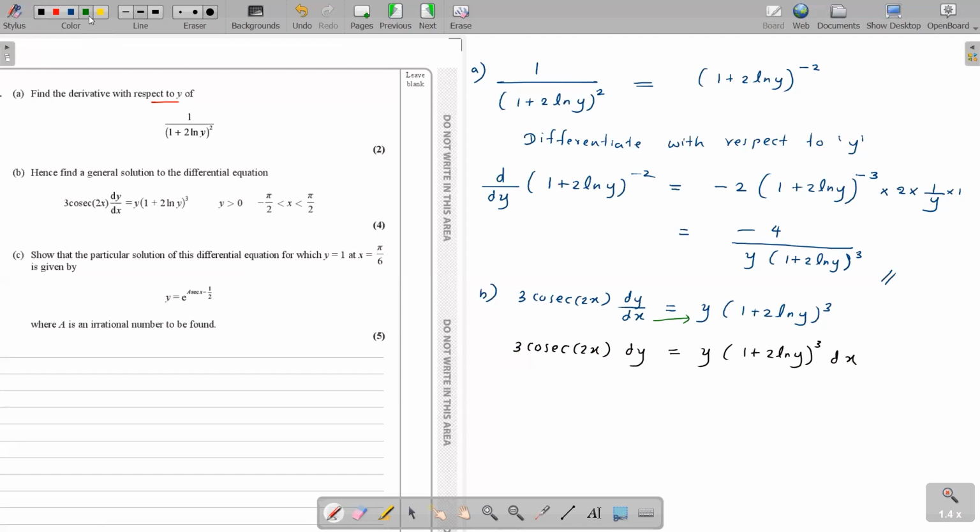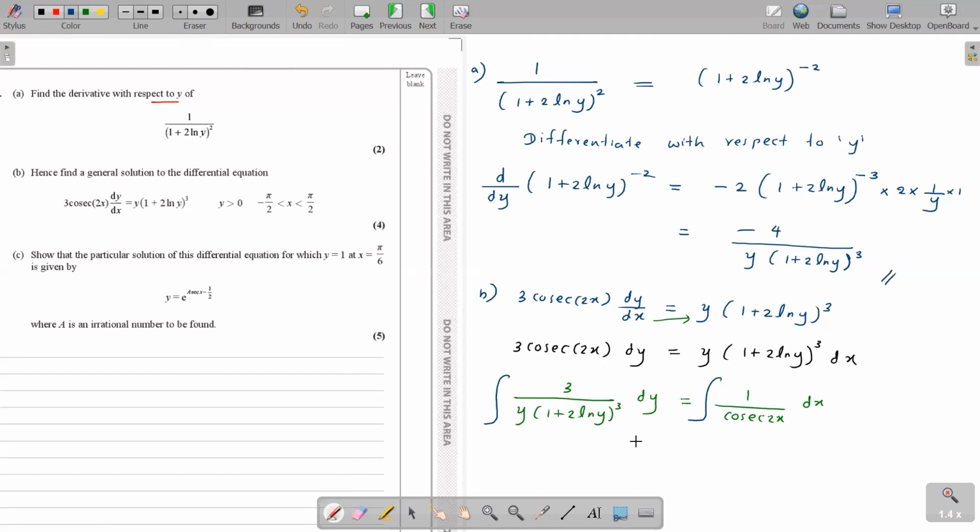So what do I get here? I get 1 over y times 1 plus 2 ln y to the power 3 dy, and 1 over cosec 2x with respect to x. I can leave the 3 up, I'll just take the cosec 2x down. So the 3 stays up here. Is this okay?